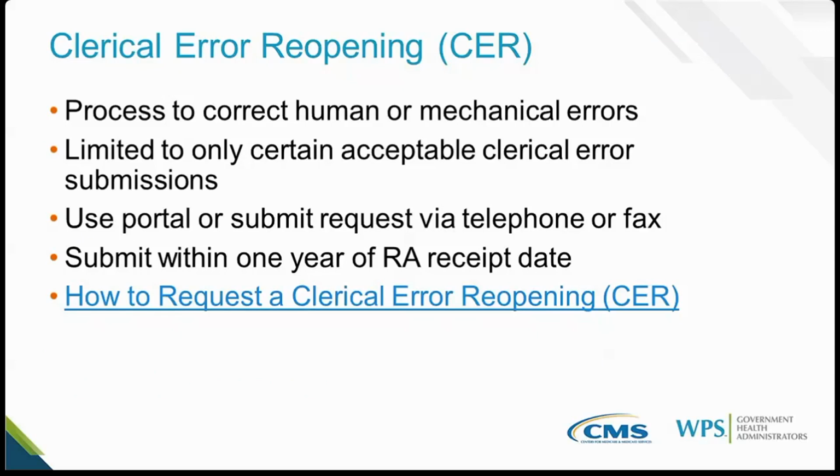Some examples of acceptable clerical error submissions are mathematical or computational mistakes, transposed procedure or diagnostic codes, perhaps inaccurate claim entry, misapplication of a fee schedule, or other types of computer errors. In the resource that I have listed here on the last bullet, there are examples of what is okay to be handled as a clerical error reopening and what types of situations cannot be processed as a clerical error reopening. Those are also included in this resource. The link is there for you.